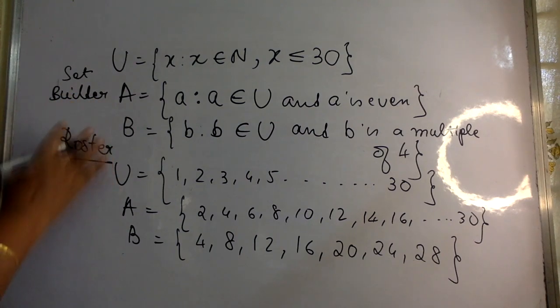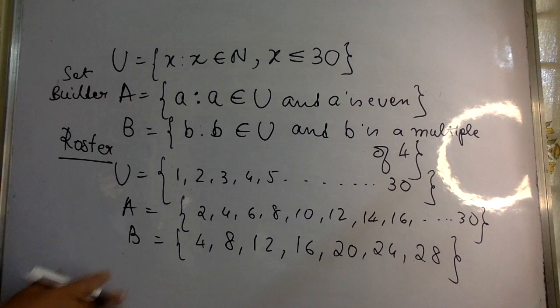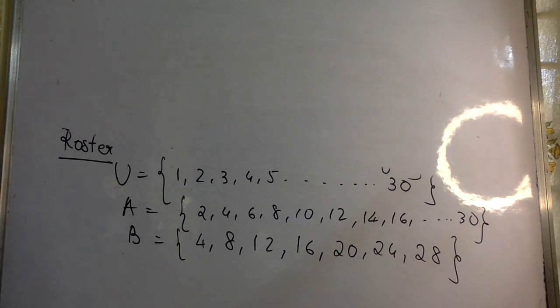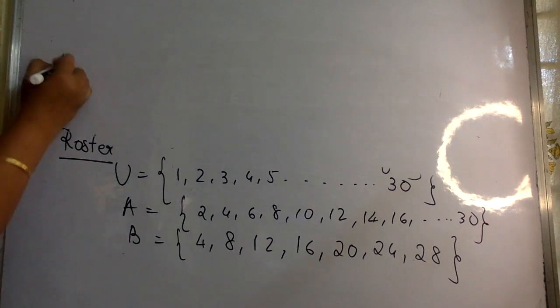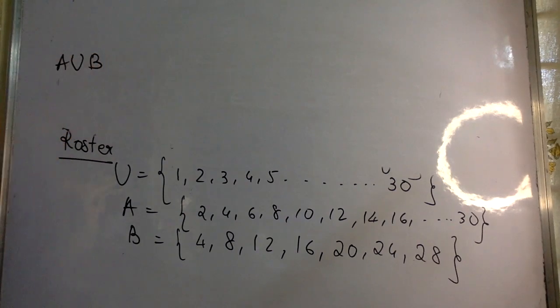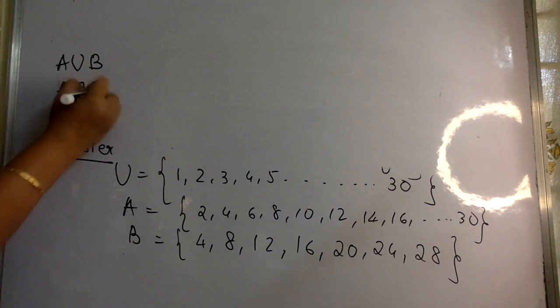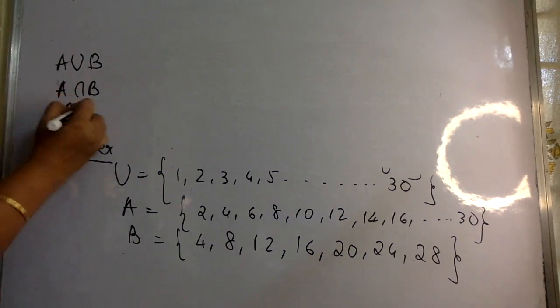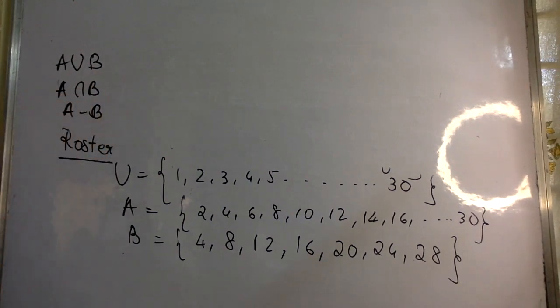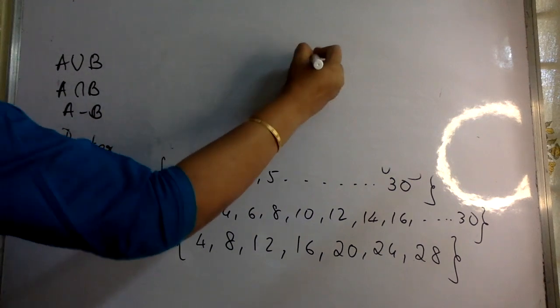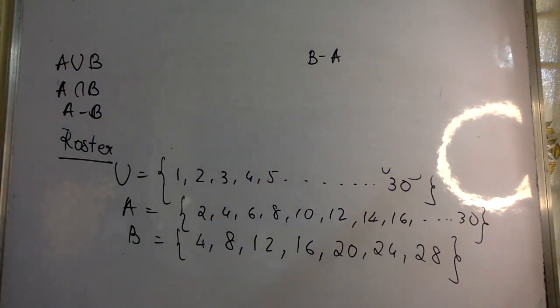Once we change it from set builder form to roster form, we are now going to start with our sums. What are the sums they have asked us? A union B. A intersection B also they have asked us. A minus B, and B minus A also they have asked us. We are going to find these values now.